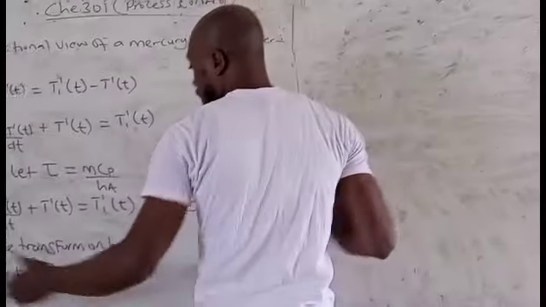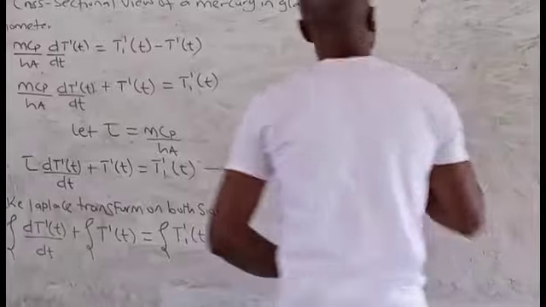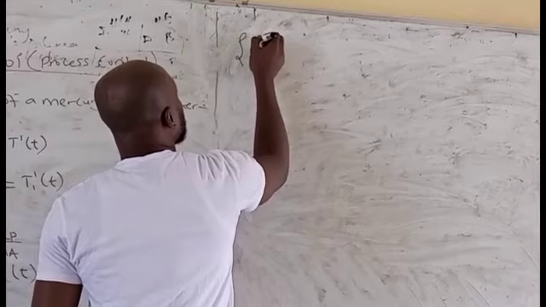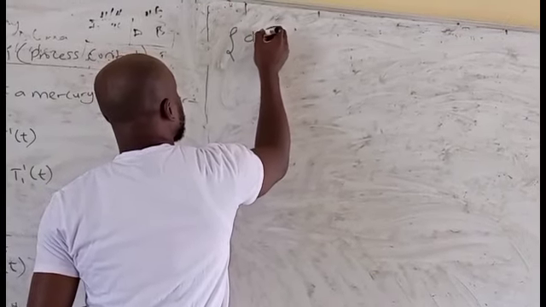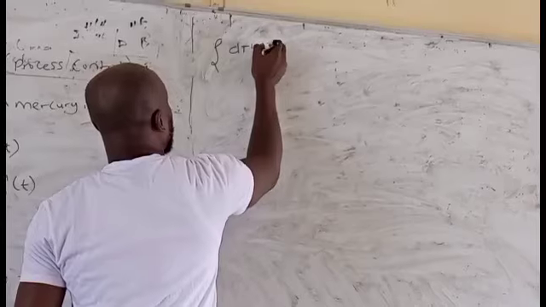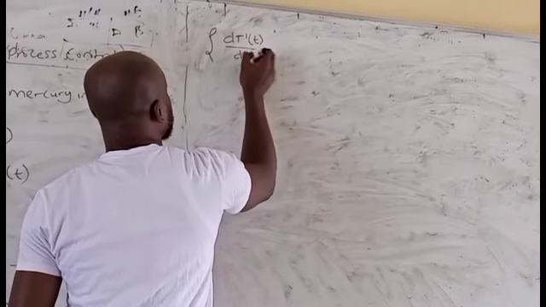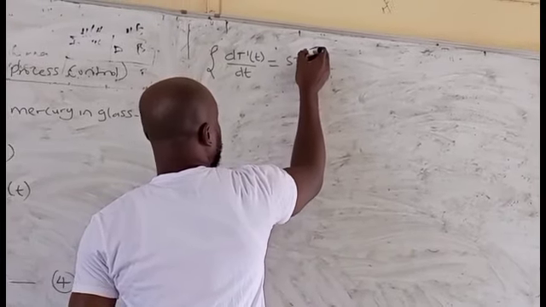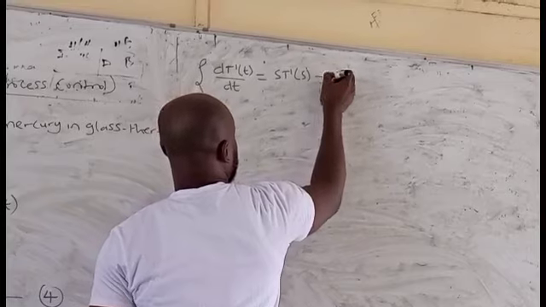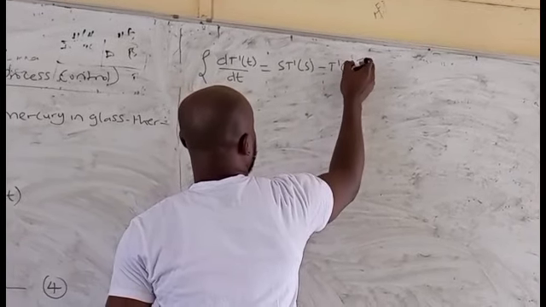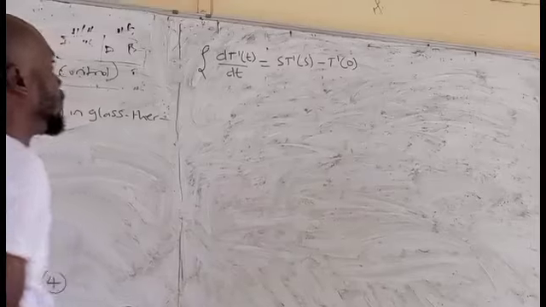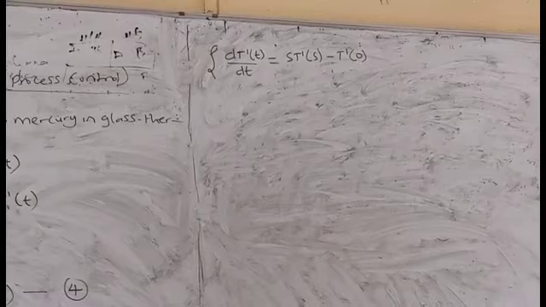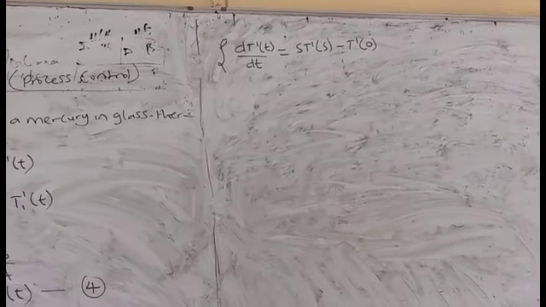So you have it this way, both the left hand side and the right hand side. The Laplace transformation of a first order differential equation, which is dT'(t)/dt, will give you sT'(s) minus T'(0). This is what I'm going to get. First, the Laplace transformation of dT'(t)/dt.